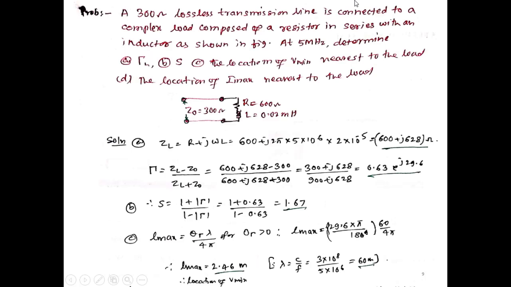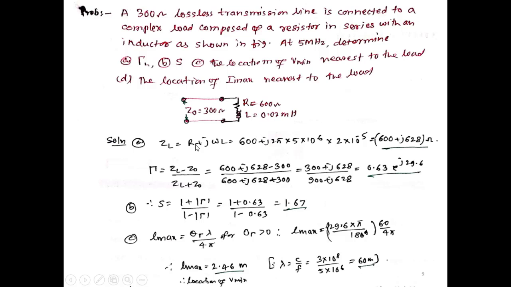Next problem: a 300 ohm lossless transmission line is connected to a complex load composed of a resistor in series with an inductor as shown in the figure. At 5 MHz, determine the reflection coefficient of the load, the standing wave ratio, the location of V minimum nearest to the load, and the location of I maximum nearest to the load. So this circuit is given: Z0 is equal to 300 ohm, R is equal to 600 ohm, and L is equal to 0.02 millihenry.